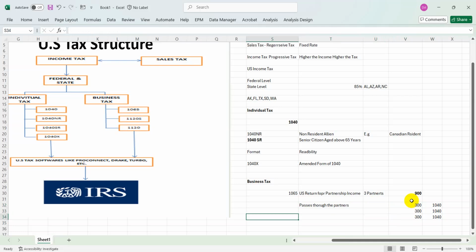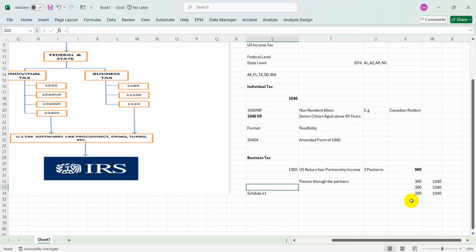Now there is a schedule for this which is called Schedule K-1. Schedule K-1 is a schedule used by the partners to report their income from the partnership, not the tax. So this is what 1065 is used for.